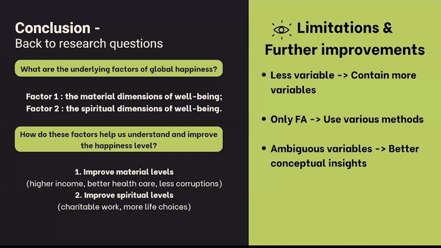In the end, I want to talk about the limitations and further improvements. Now we only have 6 variables, which is not that diverse, so we could probably contain more variables in the future. And now we only applied factor analysis, which means we could use various methods. And the second limitation is some variables are ambiguous, so maybe we could have better conceptual insights of those variables.